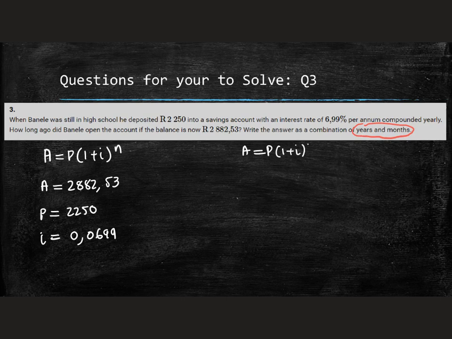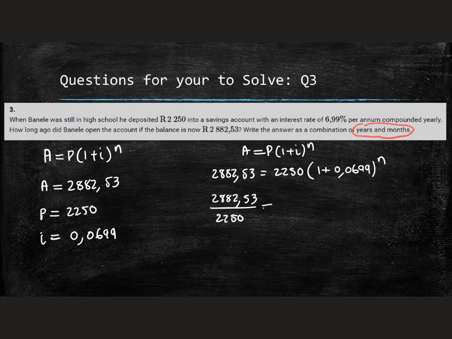1 plus i to the n. Let us put in our 2882.53, which came from 2250, 1 plus 0.0699 to the power of n. First things first, let's divide 2882.53 by 2250. In our bracket, we're going to have 1.0699 to the power of n.